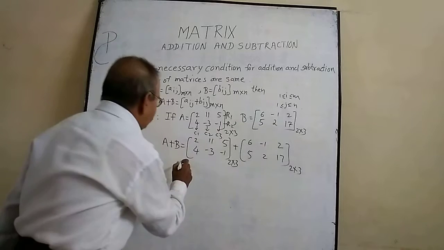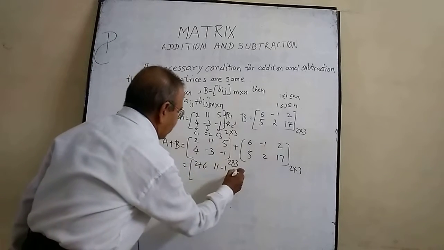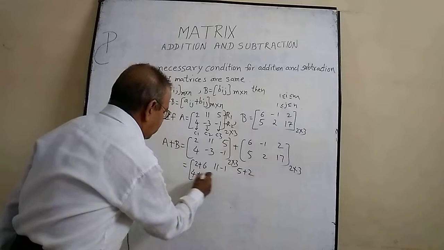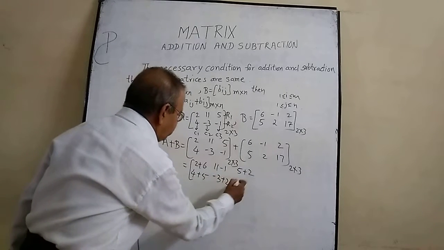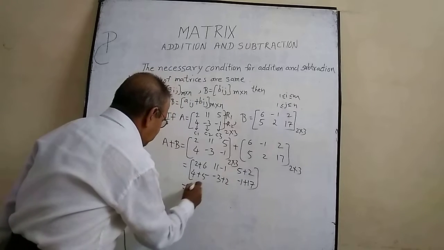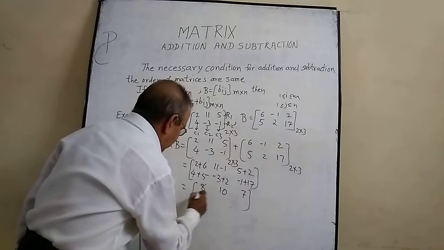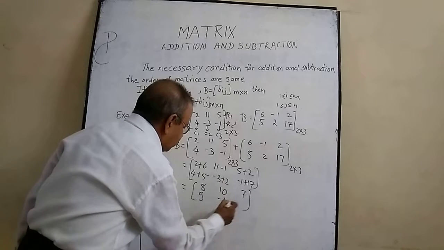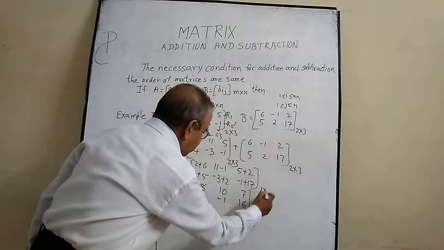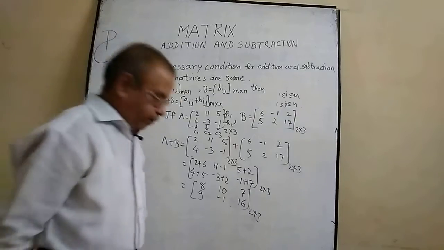So when we simply add, that is equal to 2 plus 6, 11 minus 1, 5 and 2, and 4 plus 5, minus 3 plus 2, and minus 1 plus 17. And this is equal to 8, 10, 7, and 9, minus 1, and 16. And of course, we must write the order of our matrices.